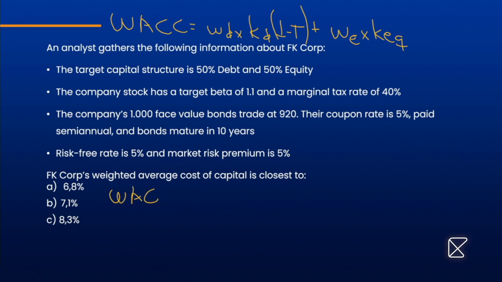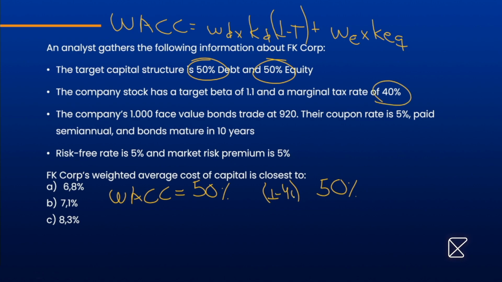So let's do them down here. Who is weight of debt? It's this guy over here, 50%. Who is cost of debt? We don't know that yet, so we gotta calculate it. Who is weight of equity? That's this guy over here, so 50%. Who is cost of equity? We don't know that either. And 1 minus t, well, that one we do know, which is 40%. So 1 minus 40%. All right, so all the information we have so far is down here. Now we gotta find out who is cost of debt and who is cost of equity.